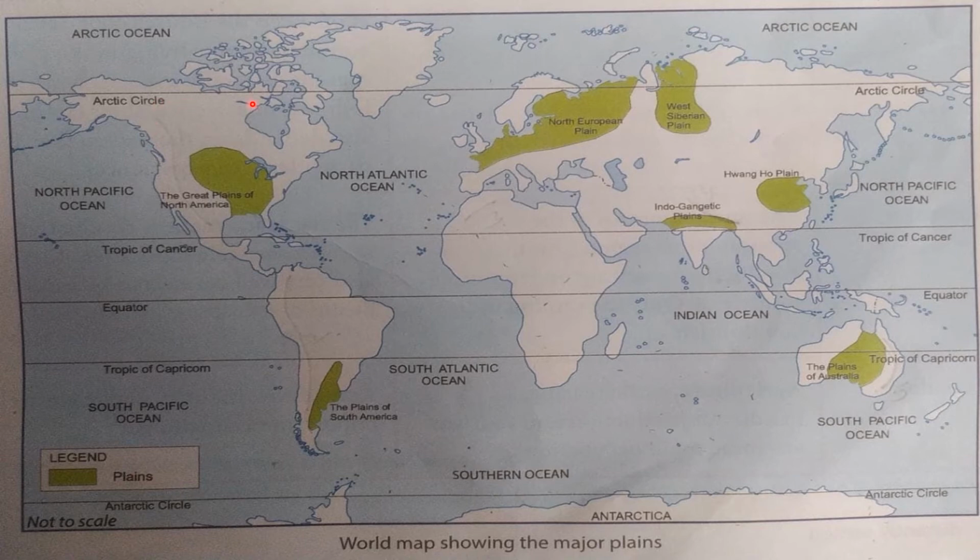Children, this map is showing the major plains of the world. Like this is Great Plain of North America. This is plains of South America. Then North European Plain, West Siberian Plains, Indo-Gangetic Plains, Congo Plains, and this is Plain of Australia. And children, I hope you must be knowing that these plains are the cradle of human civilization. Means human civilization started from these plains, especially from Congo, Indo-Gangetic Plains.